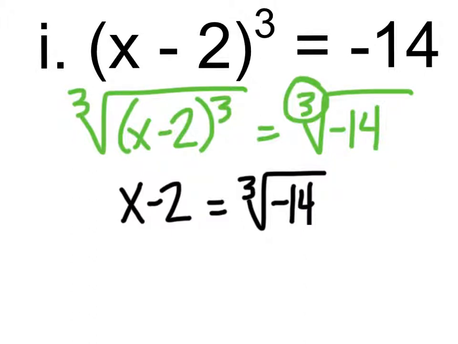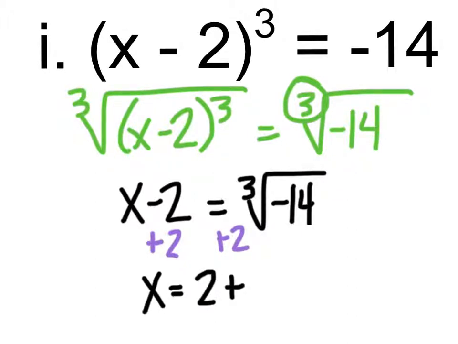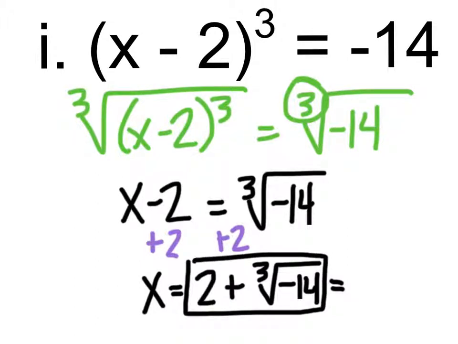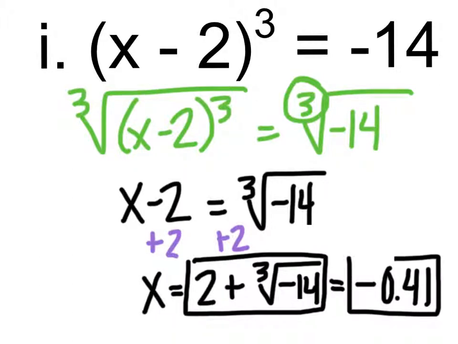And our goal is to get the x by itself. So to get x by itself, we're going to add 2 to both sides. So our final answer would be x equals 2 plus the cubed root of negative 14. Now, that's going to give you a decimal. So sometimes it'll say decimal answers are okay. If it tells you to leave it in simplest radical form, you're going to leave it just like this. If it says decimal answers are okay, you can use your calculator, and negative 0.41 would be your final answer if you're told that decimals are okay.